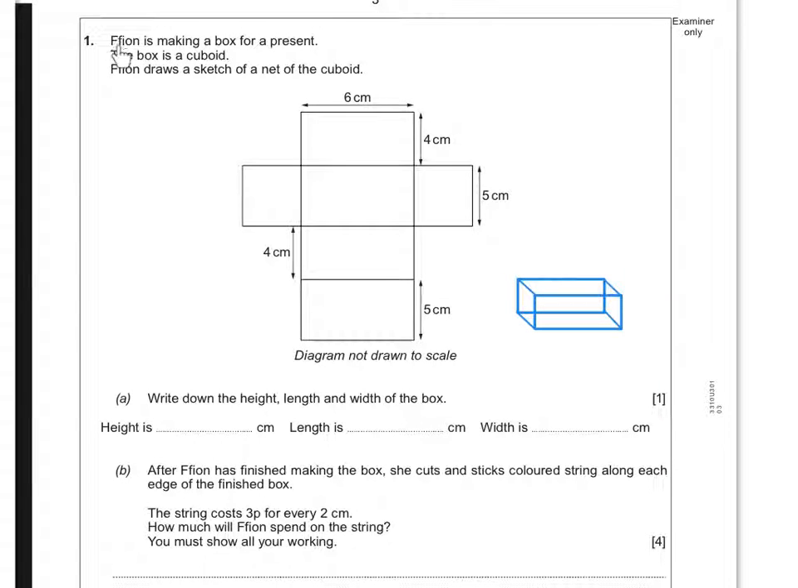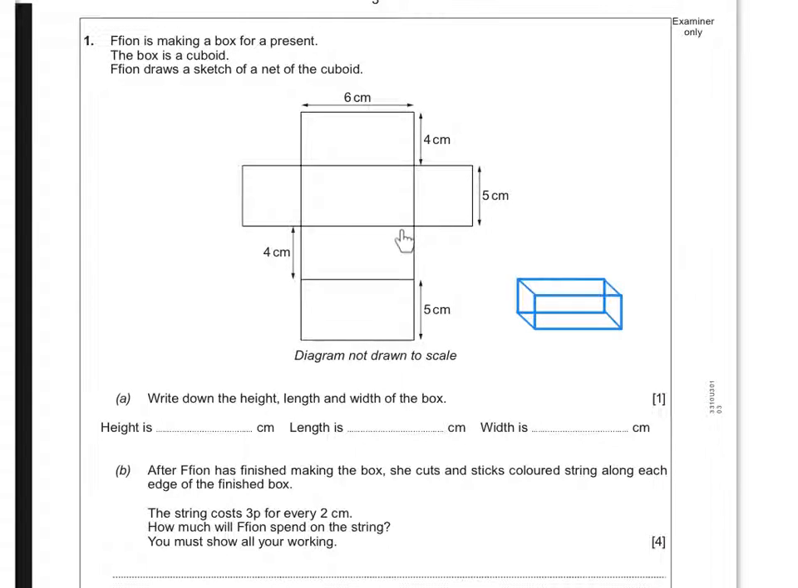For question 1, we've been told that Ffion is making a box for a present. The box is a cuboid, and Ffion draws a sketch of a net of the cuboid. So here's our net of the cuboid, and what I've done here is just quickly sketch out what a cuboid would look like to help us visualize it.